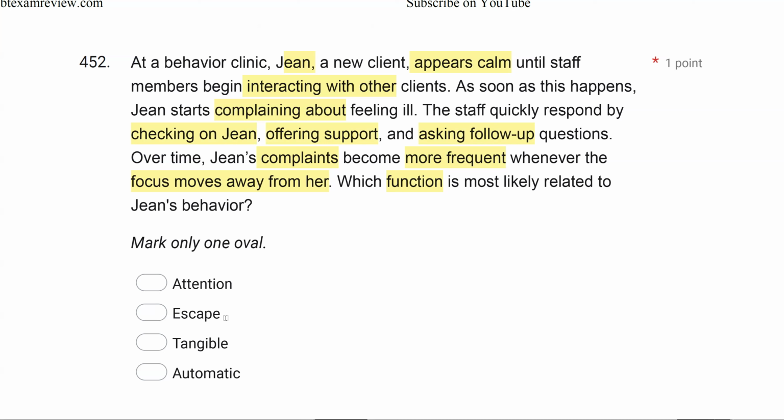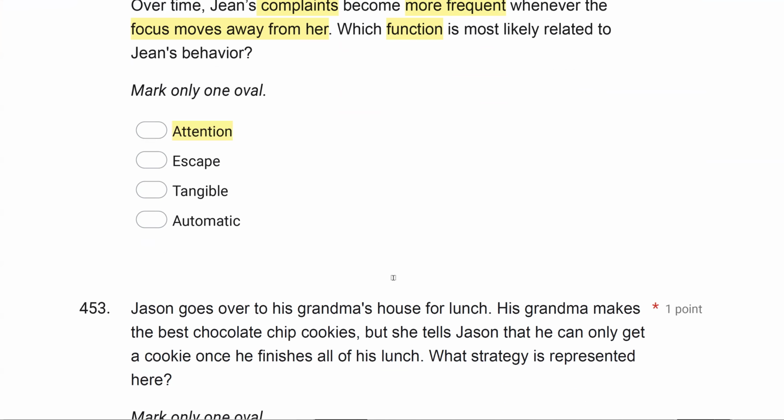Jean isn't escaping anything. She's actually trying to get people to pay attention to her. She's not obtaining a tangible, right? They're just giving her the attention. She's not gaining any tangible item. And it isn't automatic because it is socially mediated. If it's socially mediated, it can't be automatic. The function most likely related to Jean's behavior is going to be attention.